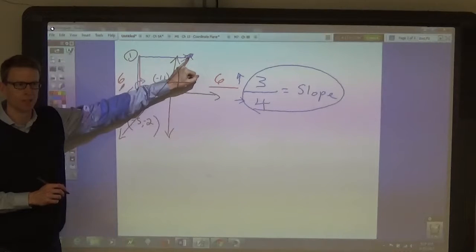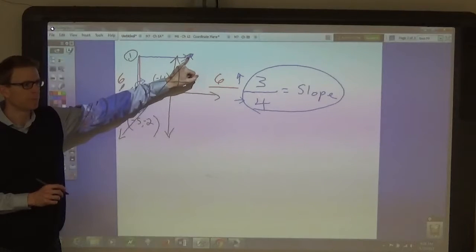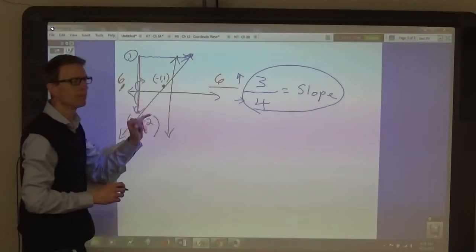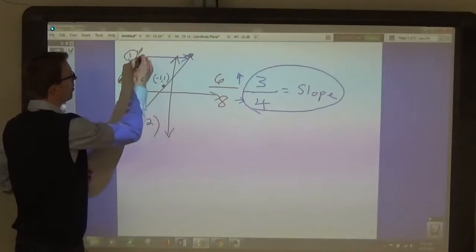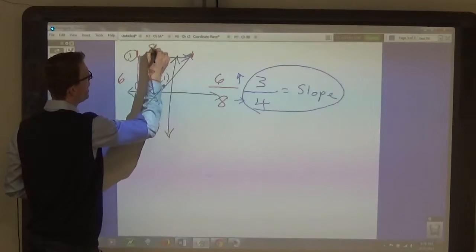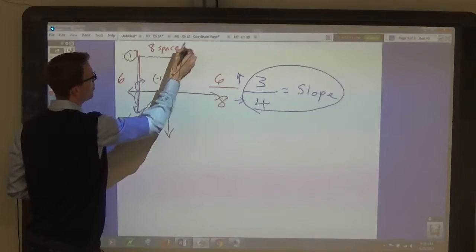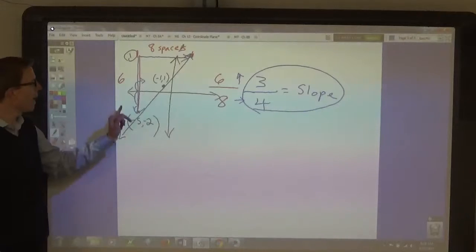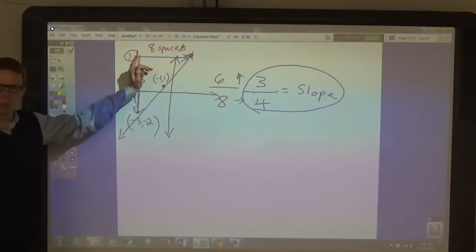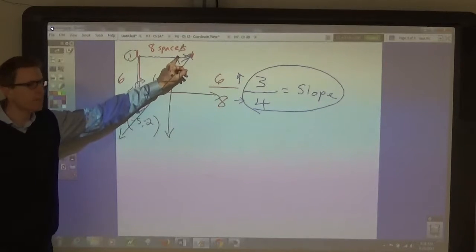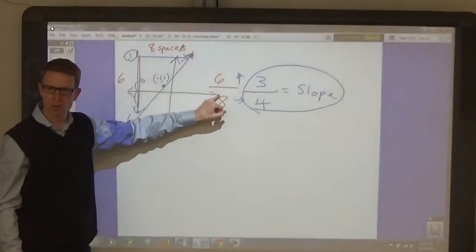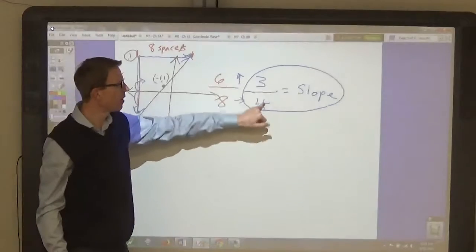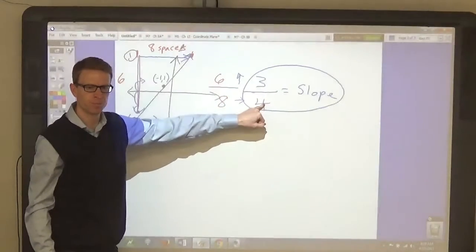Did you do that? What is it? Yeah, 8 spaces, right? From here to here is 8 spaces. So the rise is 6, the run is 8, and if we simplify it, which we have to do because it's a ratio, we simplify it to 3/4.